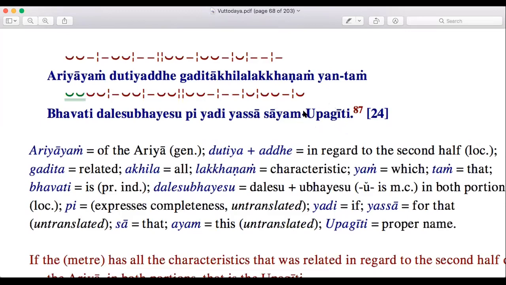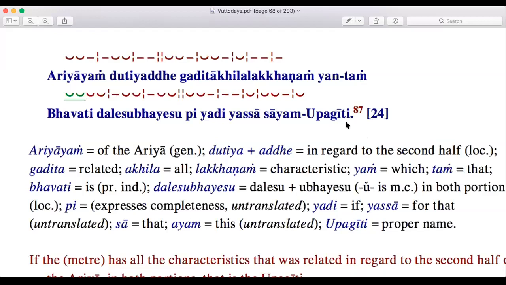Mupagi is the seventh group. Ti is the ending garu. So this is actually a lahu. This is a light syllable, light measure, but we consider this as garu because it's the ending syllable of the verse. So that is, we call it anta garu, ending heavy syllable.